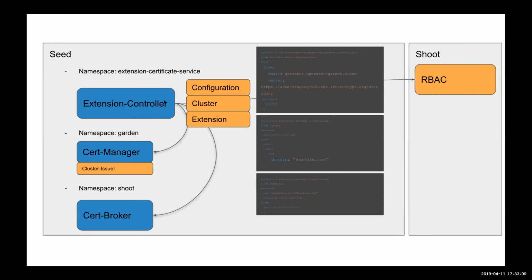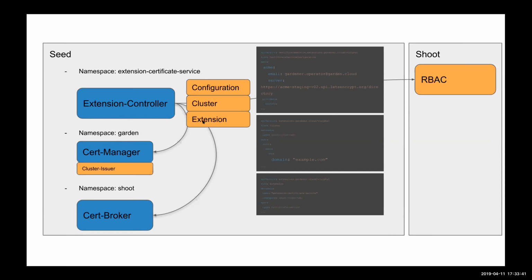So, for example, when we place the certificate service controller inside the seed, it initially deploys a cert manager instance into the garden namespace, or whatever namespace you configure the extension controller to install it in. In this example, it's the garden namespace, the cert manager, and most importantly, also the cluster issuer, which is responsible for issuing certificates for incoming requests.